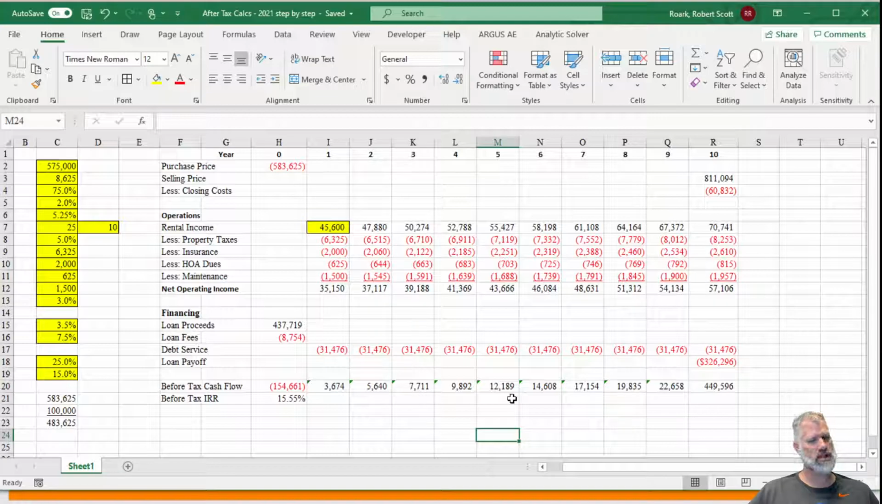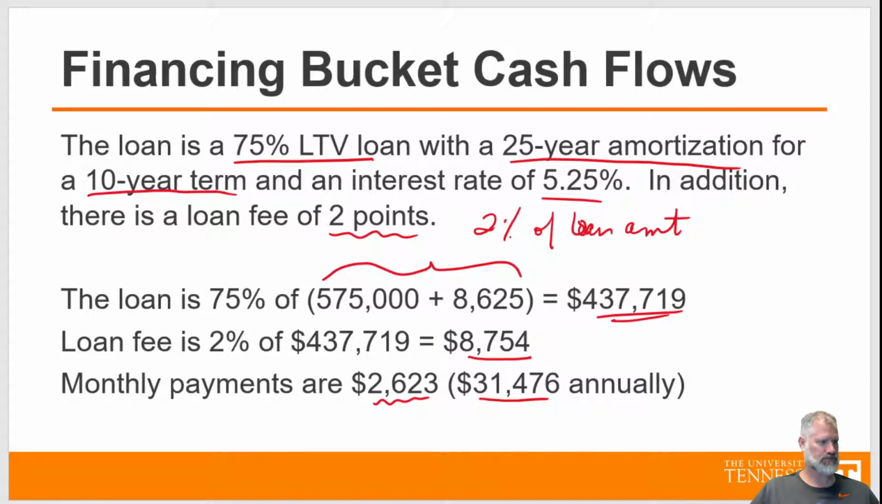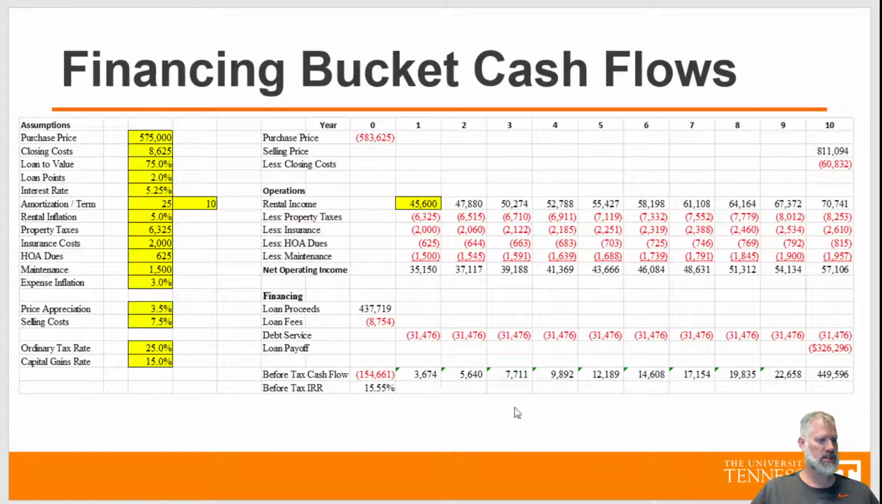And now this is before tax because we have not taken into account any taxation. But this is a really good spot to be in. We've made a lot of progress. So we're going to stop here and pick up with the taxation of our property. But let's just do a quick check here. 1555 IRR. Let's go to the next slide and look at the numbers here. And indeed, we got a 1555 IRR.